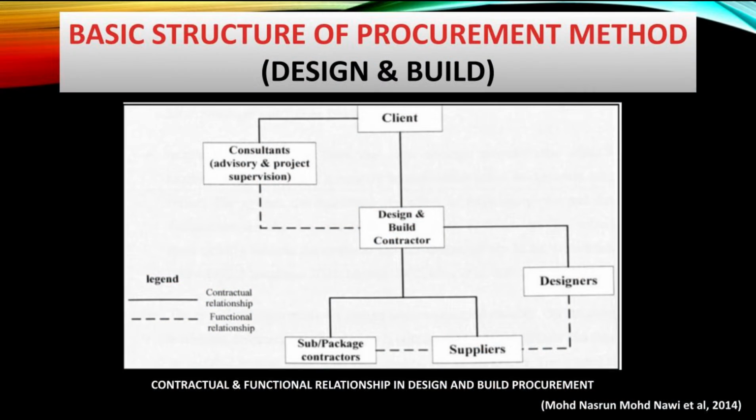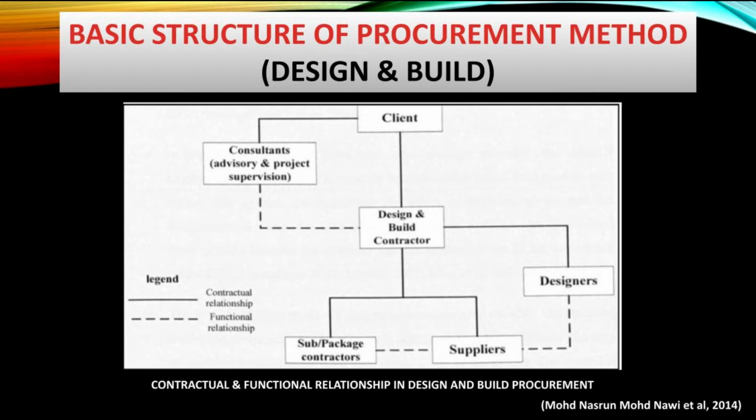For the design and build procurement method, at least 5 parties are involved in one project. First, client. Second, design and build contractor. Third, designer team. Fourth, subcontractor. And last is a supplier. Sometimes, the client is not familiar with the construction process and does not know how to manage the contract. So, normally they will engage an advisory consultant to manage the contract and assist them.